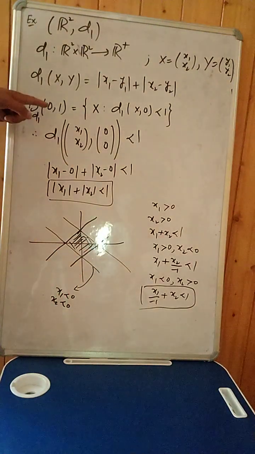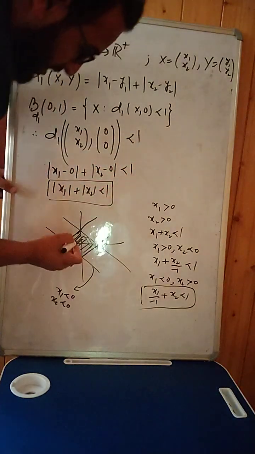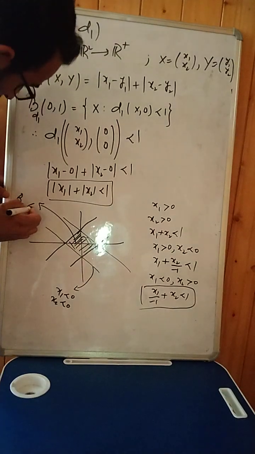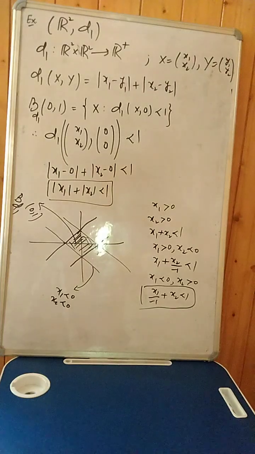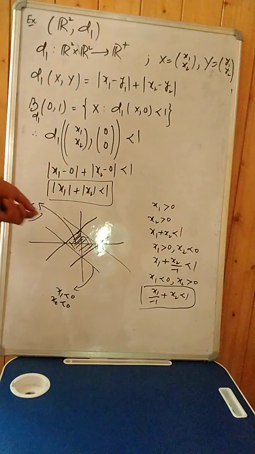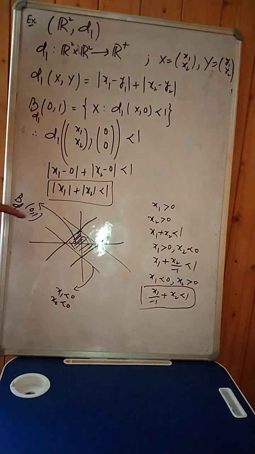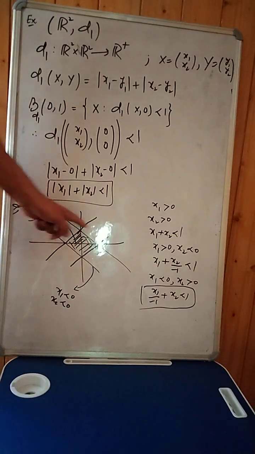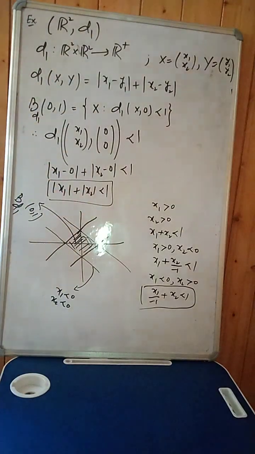So B_D1(0, 1) represents this open set. This is the set of all those vectors whose D1 distance from 0 is less than 1, and geometrically we have observed that this open set lies here. That means a kind of square here, but only the interior, not the boundary. Okay, thank you.